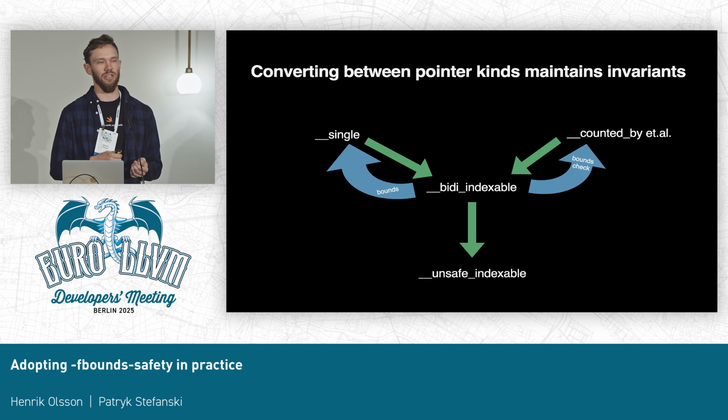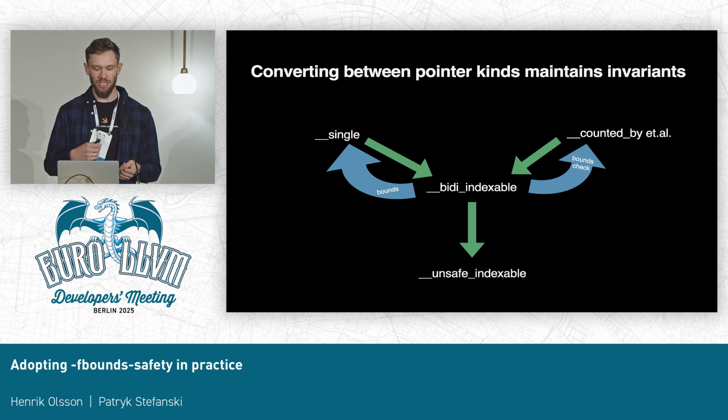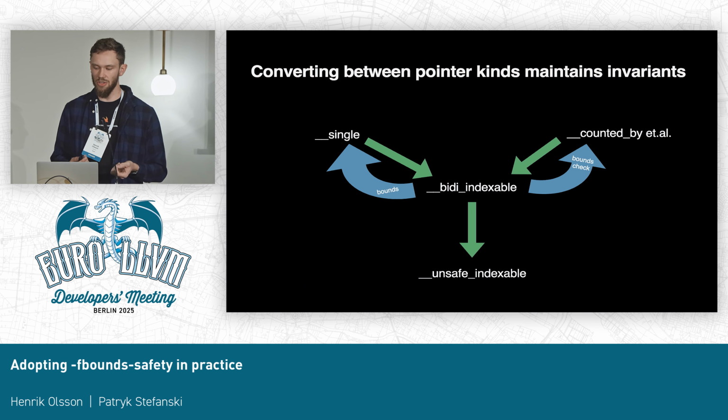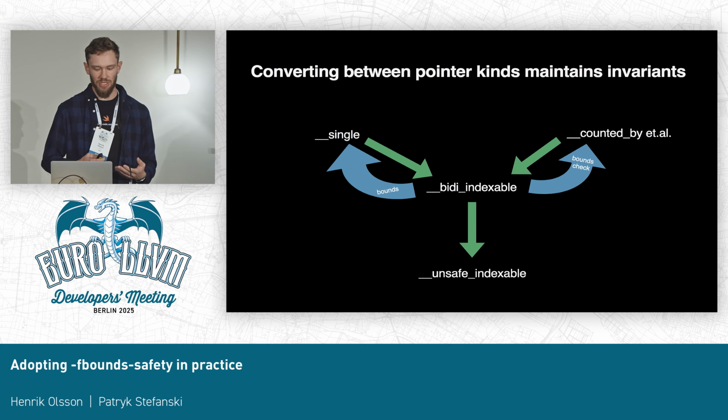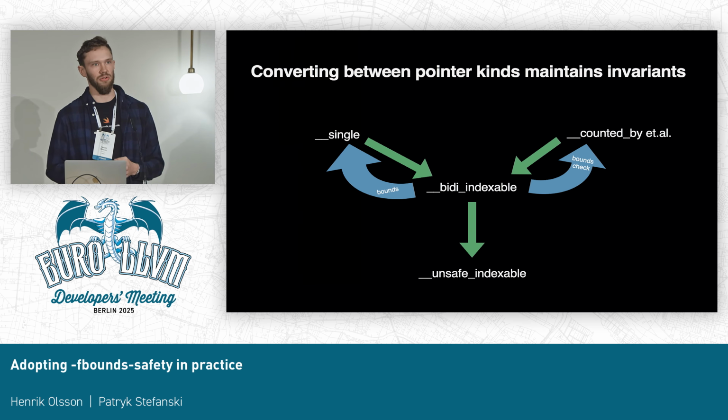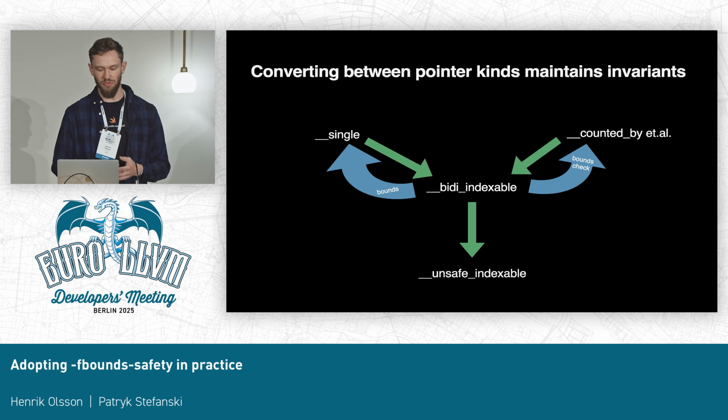On the other hand, converting to counted by style pointer safely requires inserting a bounds check to make sure that the number of elements in the incoming pointer is equal to or greater than the count expression. Safely converting to single similarly requires checking that the pointer actually points to something, since the byte indexable pointer could be out of bounds. Finally, converting to unsafe indexable is just a matter of removing the bounds information.